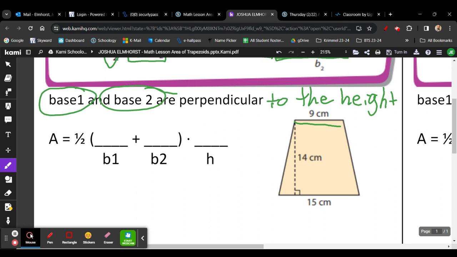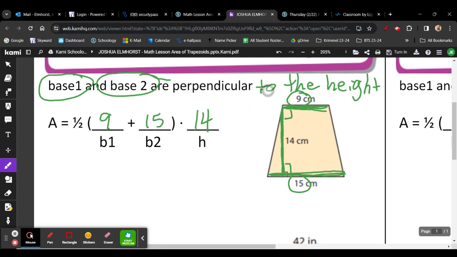Base 1 and base 2 are going to be perpendicular to the height. So right here we have a side length, we have a side length, and those are parallel, but also perpendicular to the height. So we're going to use the short one as base 1, the long one as base 2, and what's the height? The two base lengths are 14 centimeters away. So now we just process that formula.